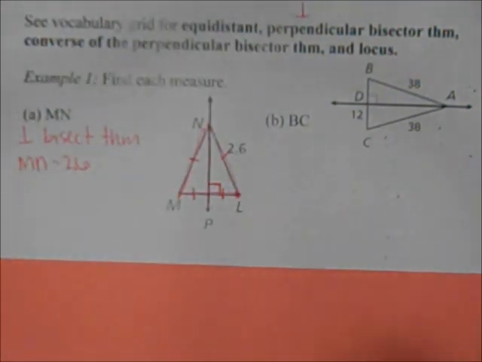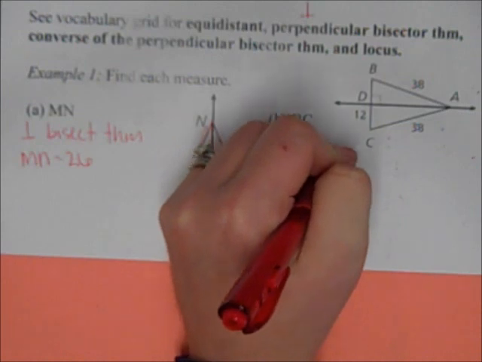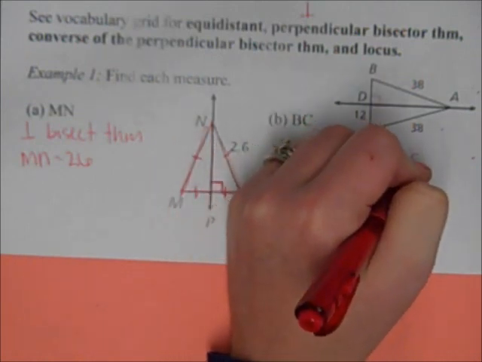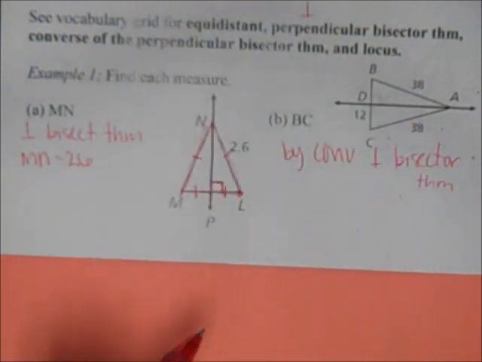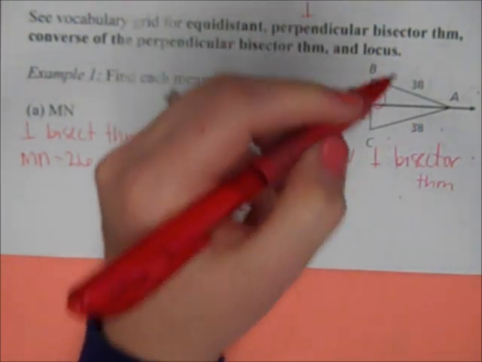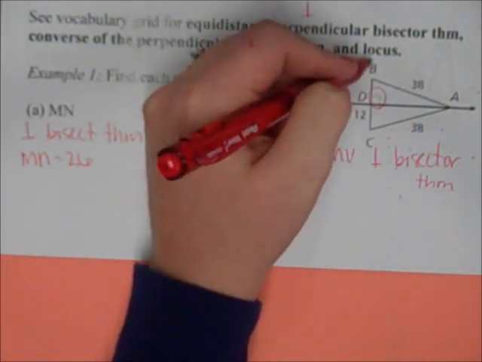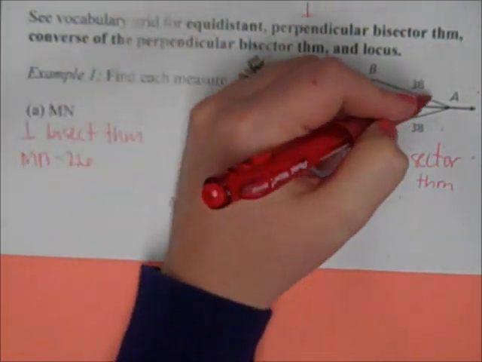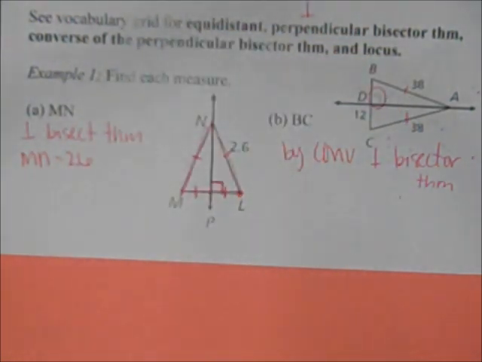Okay, so here it is for B. It is the same, no, this is the converse. So this looks like the converse because I see that it's perpendicular. That has to be there no matter what. But instead of me noticing that BC has been bisected, I don't know that yet. But what I can see is AB is congruent to AC. So this is the converse.